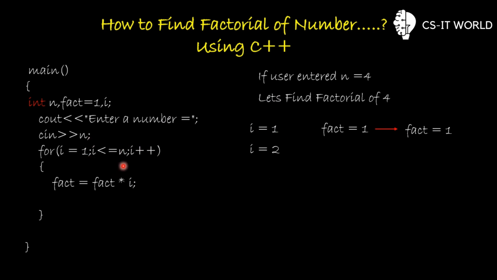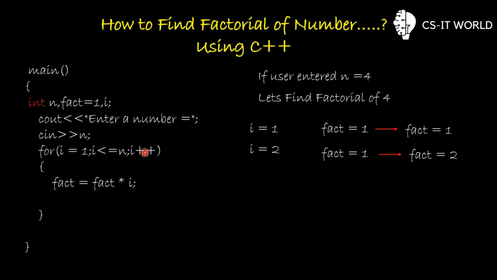Okay, again this condition will check, i is less than or equal to n. Yeah, it is less than, but it is not equal, but it is less than, that's why this condition will get true, and again control entered into the loop. So now the value of i is 2, and the updated value of fact is 1, right? So 2 multiplied by 1, that is 2, and it will store into the variable fact. Now the latest updated value of fact is 2.